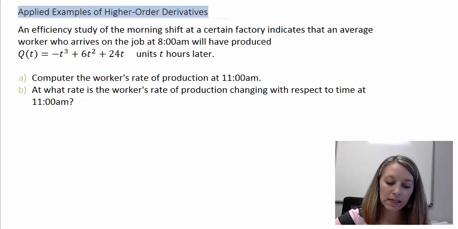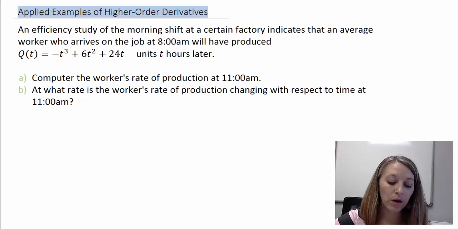An efficiency study of a morning shift at a certain factory indicates that an average worker who arrives on the job at 8 a.m. will have produced Q of t given by negative t to the third plus 6t squared plus 24t units t hours later. So this tells us how many units an average worker is going to produce after 8 a.m. in the morning, depending on what hour they are in their shift.